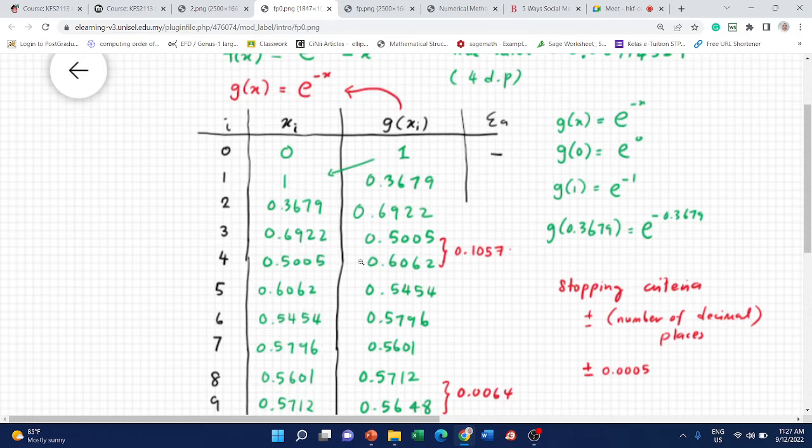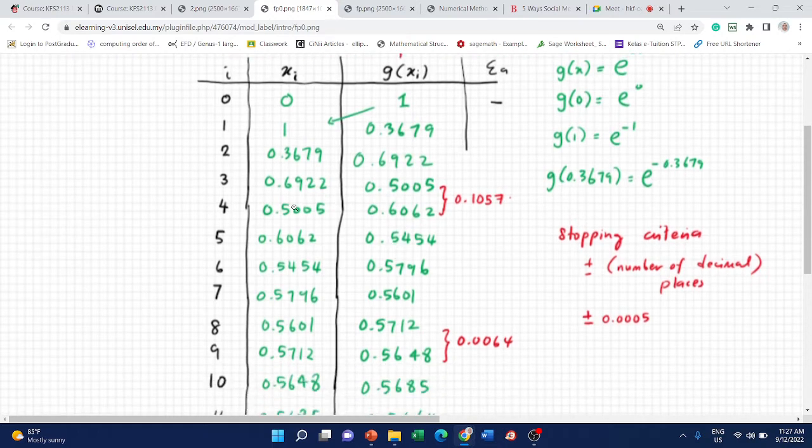Now, the stopping criteria. I think you are familiar with the computations. You can proceed until, let's say here, I mark between iteration i equal to 3 and 4. The difference between your g(x) at i4 and at i3 is actually 0.1057. So the difference is still big.